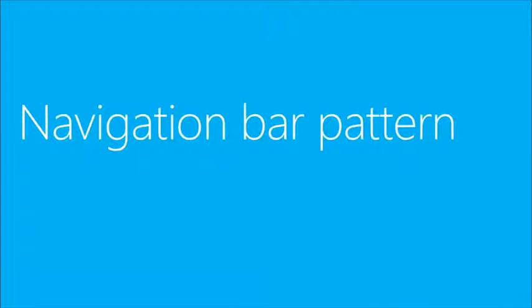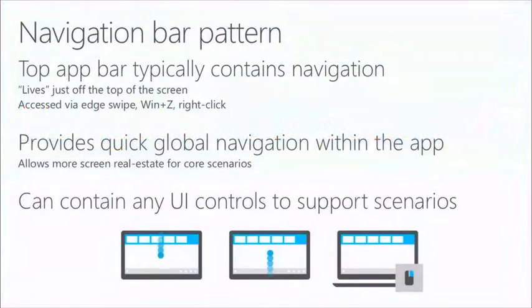The next pattern we'll have a look at is the navigation bar pattern. And we already saw some information on that in the control section. The navigation bar is a standard control in the platform that you can use. And by default, we suggest that the navigation bar is the top app bar. And then it contains the information.